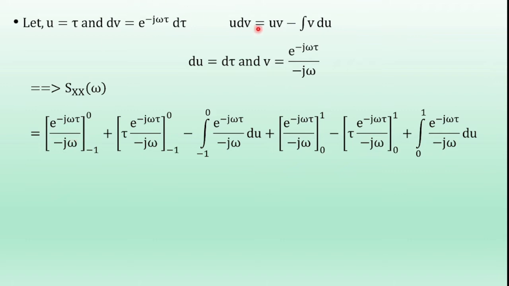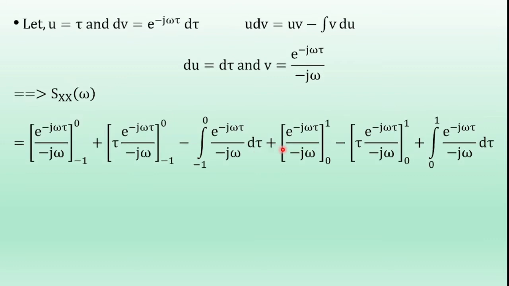So integral of udv is uv minus integral v du. So u is tau, into v, e power minus j omega tau by minus j omega over minus 1 to 0, minus the integral from minus 1 to 0 of v, where v is e power minus j omega tau by minus j omega, into du. Plus the third term integration, e power minus j omega tau by minus j omega over 0 to 1, minus the fourth term integration using the udv concept. U is tau, v is e power minus j omega tau by minus j omega over 0 to 1, minus.